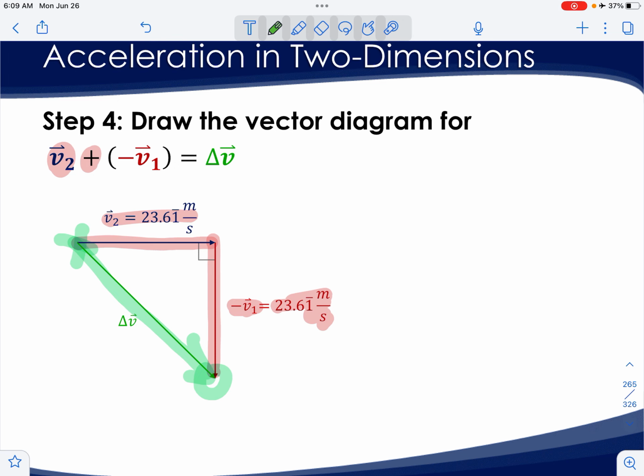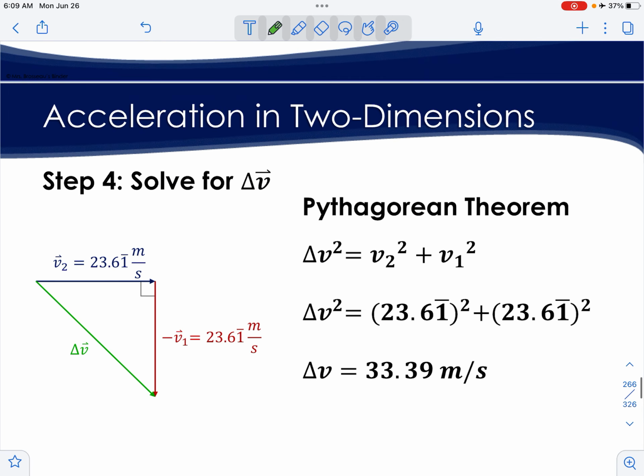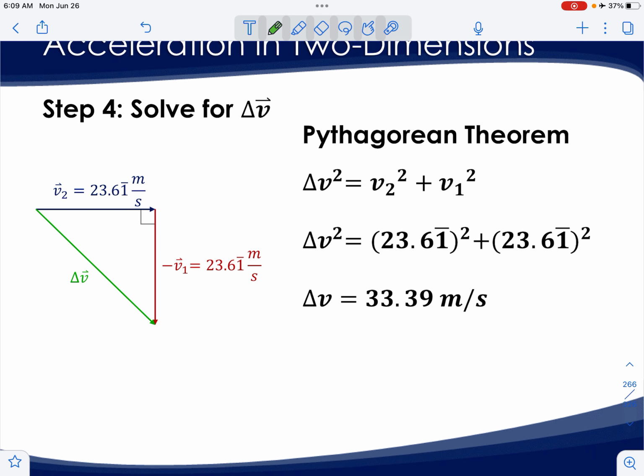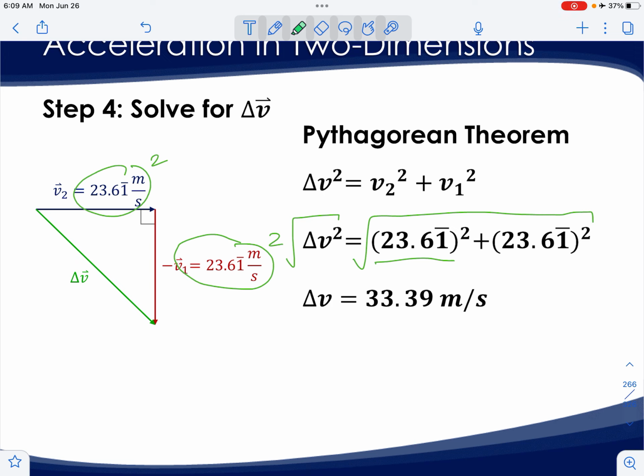How can we solve for this? Well, this is a right triangle, so we could use the Pythagorean theorem. Take 23.61 squared, take this, square it, and then take the square root of both sides, and you're going to get the magnitude of delta V is 33.39 meters per second.